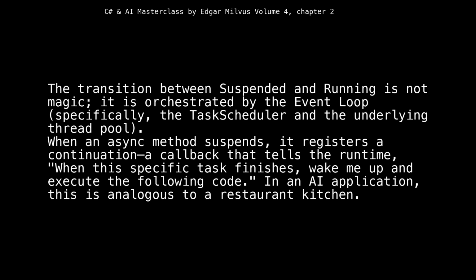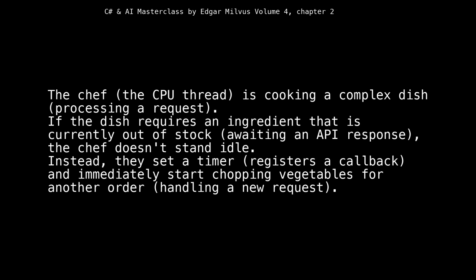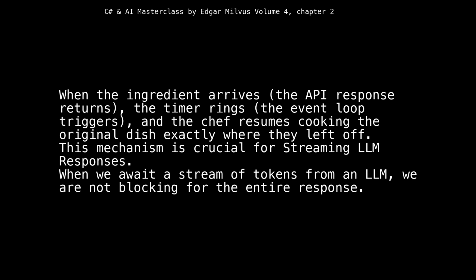In an AI application, this is analogous to a restaurant kitchen. The chef, the CPU thread, is cooking a complex dish, processing a request. If the dish requires an ingredient that is currently out of stock, awaiting an API response, the chef doesn't stand idle. Instead, they set a timer, registering a callback, and immediately start chopping vegetables for another order, handling a new request. When the ingredient arrives, the API response returns, the timer rings, the event loop triggers, and the chef resumes cooking the original dish exactly where they left off.